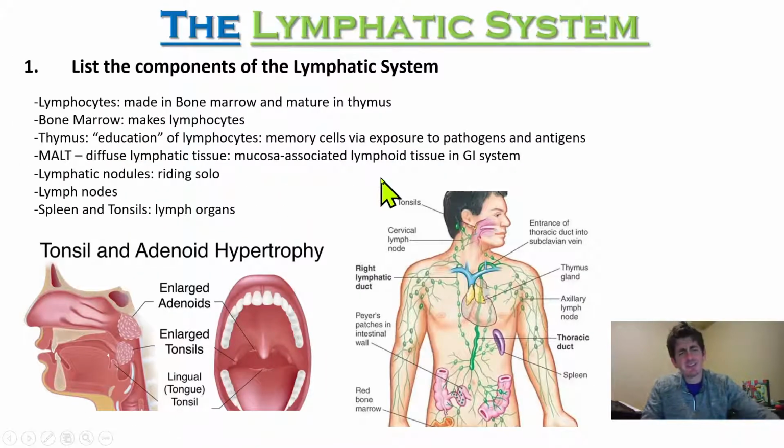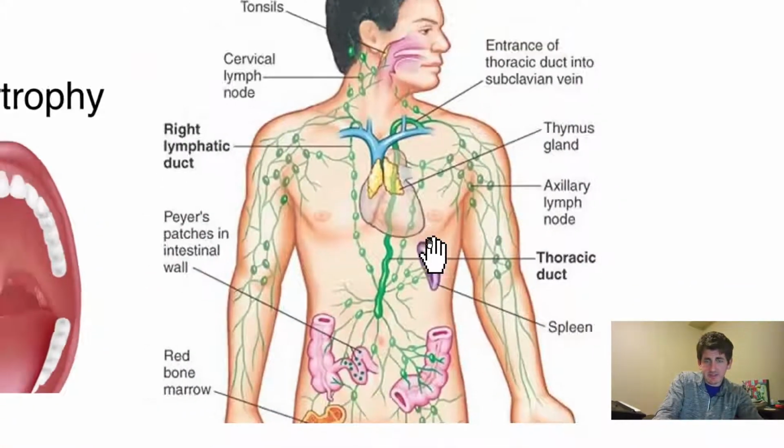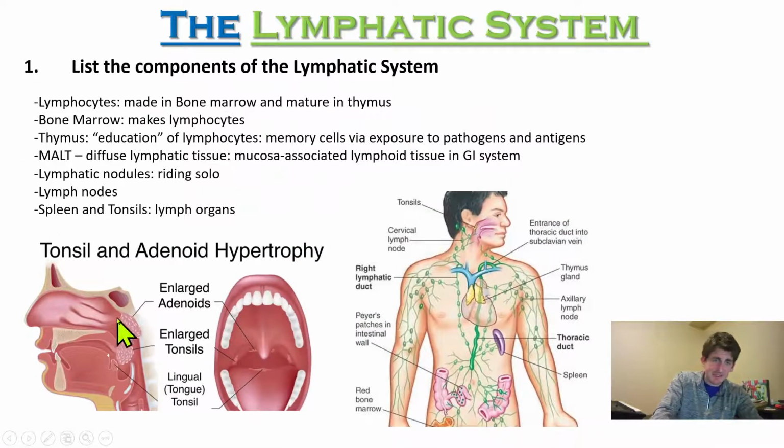Spleen and tonsils, these are lymph organs. So we see our spleen over here, which plays an important role within the lymphatic system, but we can live without the spleen, interestingly. But also tonsils, and we can have hypertrophy of several tonsils. We see most common, like the oropharyngeal tonsils. I think that's what they are, with strep throat, but enlarged tonsils.